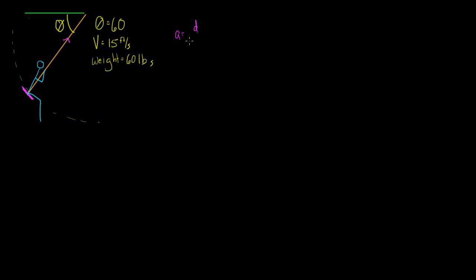So acceleration is equal to dv divided by dt. So his change in velocity over a change in time. And how do we go about figuring all this out? Well, we really need to start with a free body diagram.